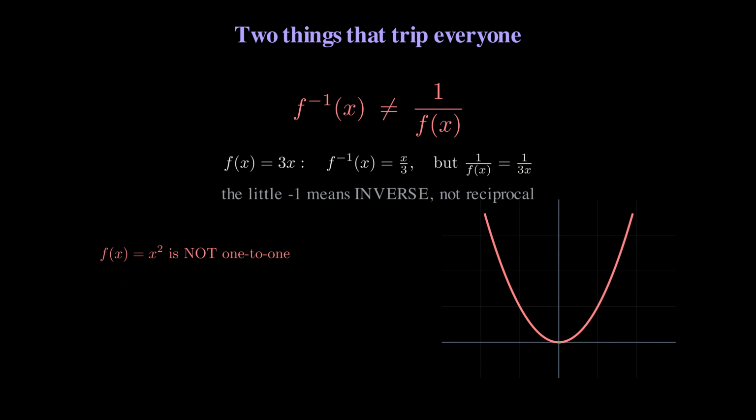The fix is to restrict the domain. Keep only x greater than or equal to 0. The right half in green, and now it is 1-to-1, with a clean inverse. Root x. Examiners love handing you a restricted domain for exactly this reason.